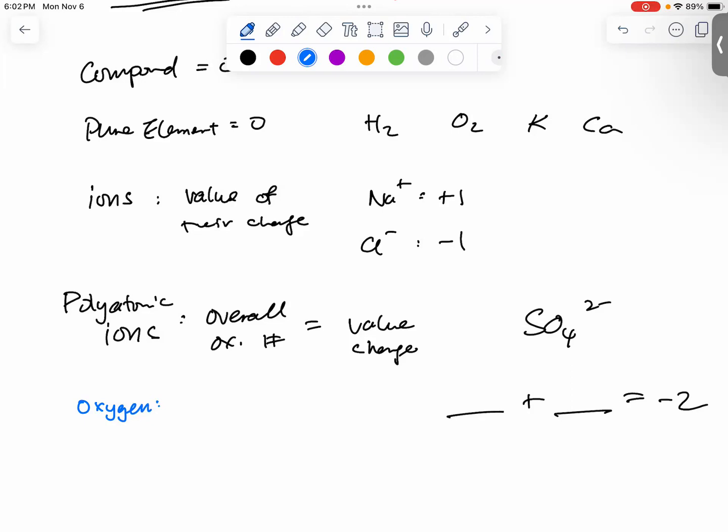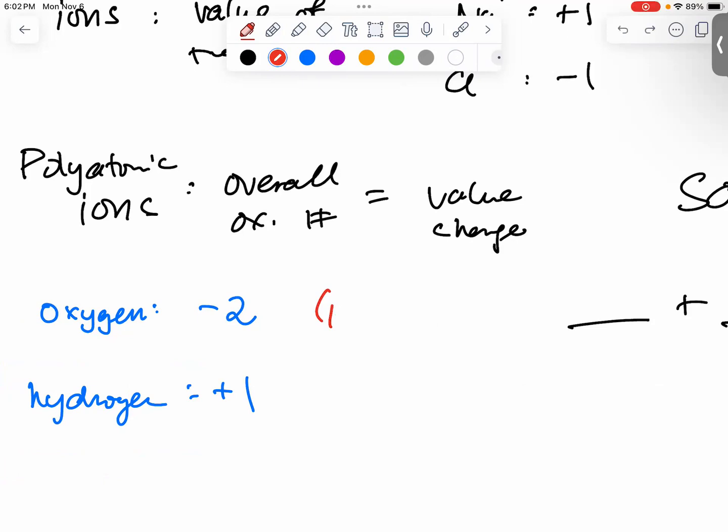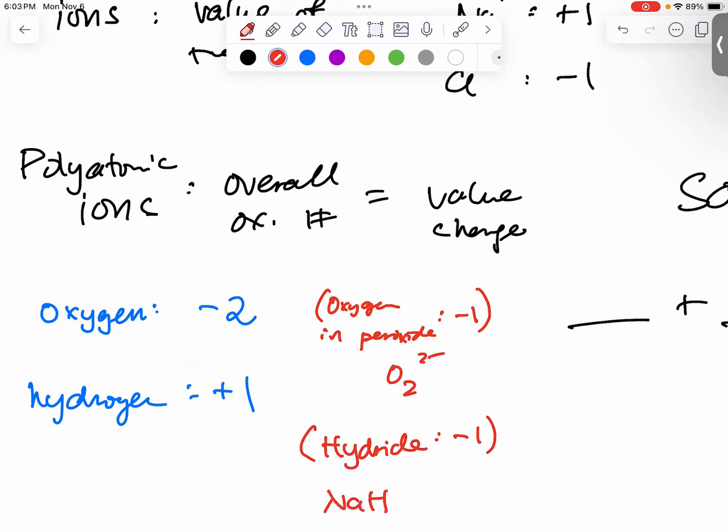If you have an oxygen in a compound, it's going to be -2. If you have a hydrogen, +1. Now, with a couple of exceptions that we don't usually see. The oxygen in peroxide is going to be -1. That should make sense because peroxide is O2 2-, a polyatomic ion. So we think about 2 times what equals -2? -1. Hydrogen, typically it's a +1, except in hydride. Hydride would be a -1. So for example, if you have sodium hydride, sodium would be +1, hydride would be -1.